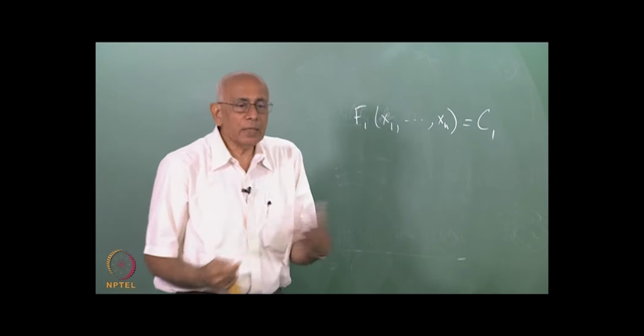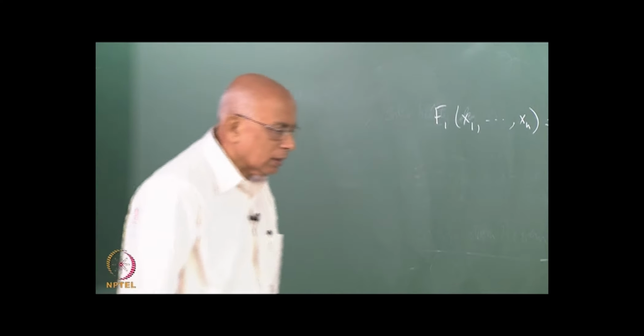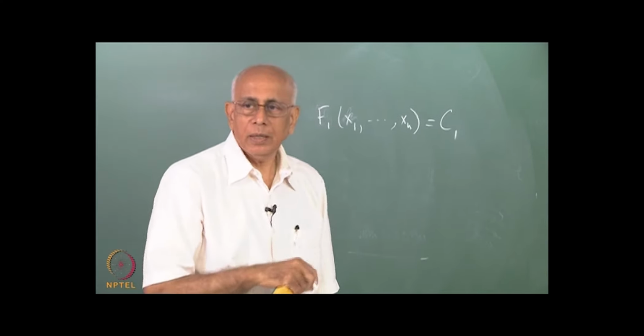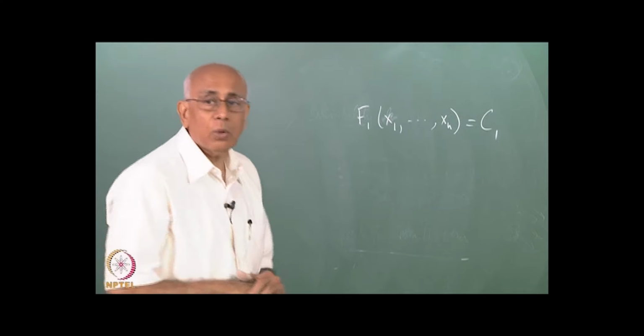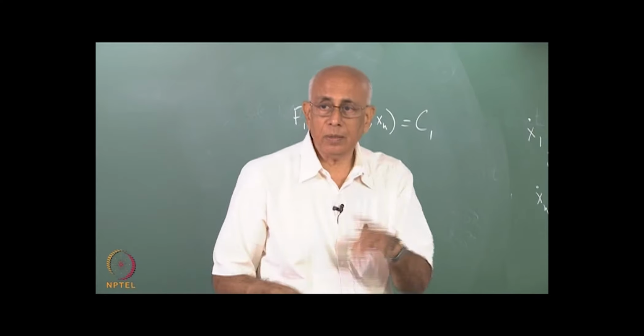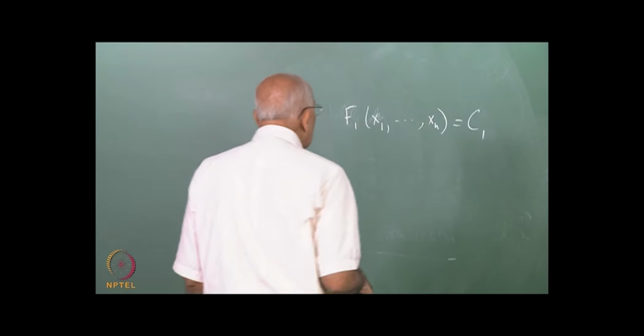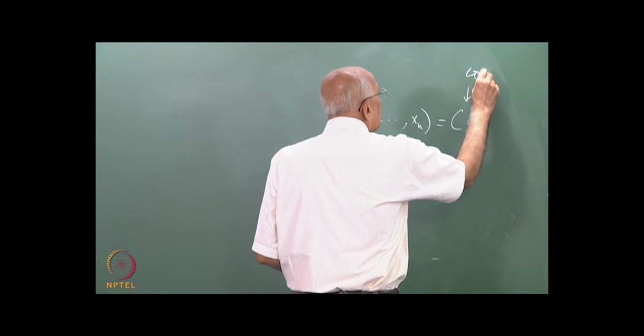See, during this motion I discover that this particular combination is a constant. For instance, a particle moving in a one-dimensional potential, if it is a conservative system, no friction or anything, I know the total energy is constant. The total energy is a function of the velocity as well as the position, kinetic plus potential, and that is a constant of the motion. So this thing here is a constant of the motion.